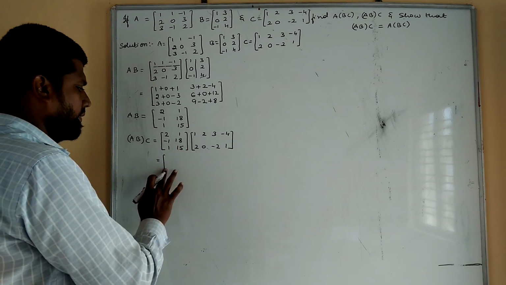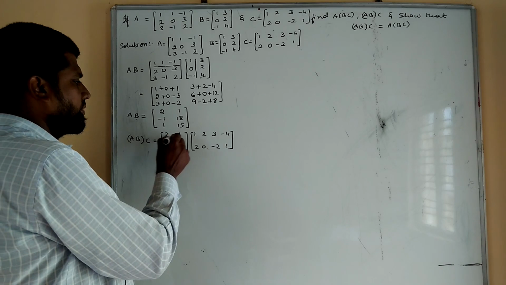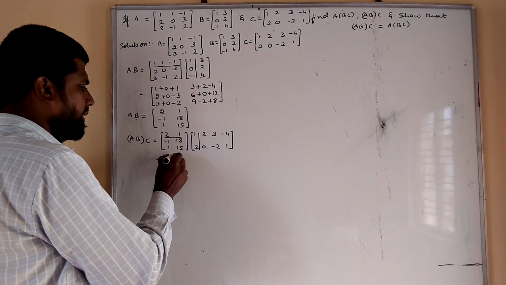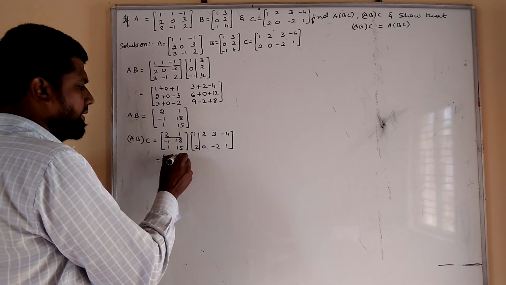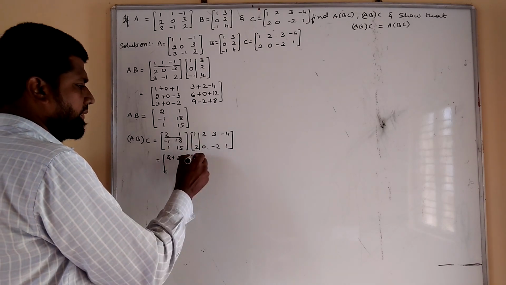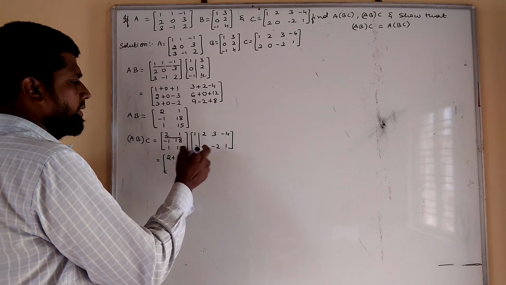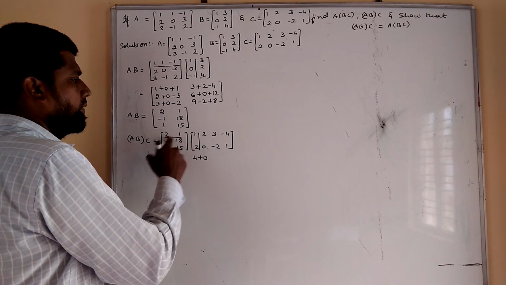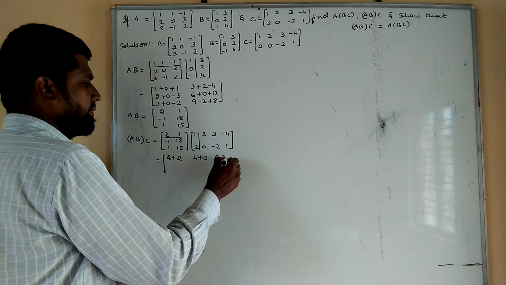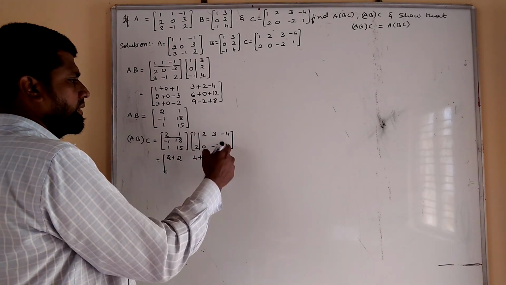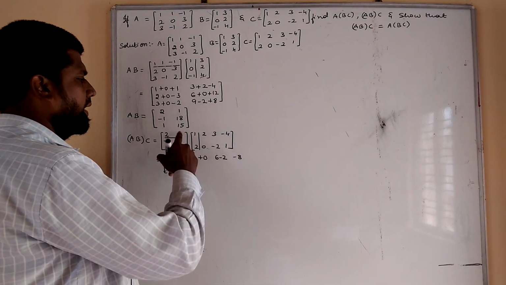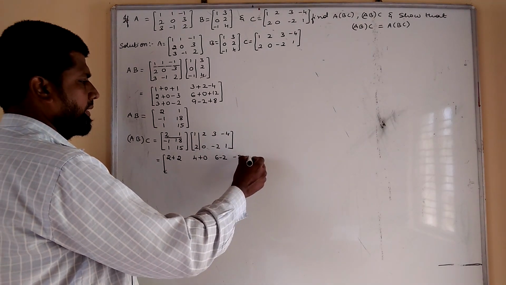So first row is multiplied with first column. 2 into 1 is 2 plus 1 into 2 is 2. First row, second column: 2 into 2 is 4, 1 into 0 is 0. 2 into 3 is 6, 1 into minus 2 is minus 2. First row, fourth column: 2 into minus 4 is minus 8, 1 into 1 is plus 1.